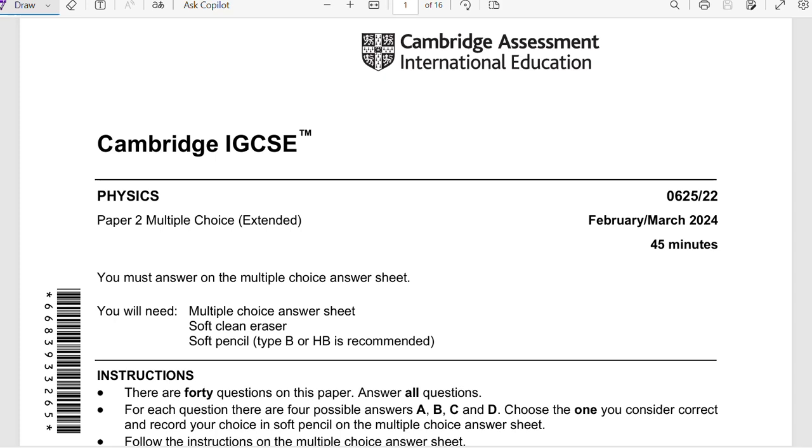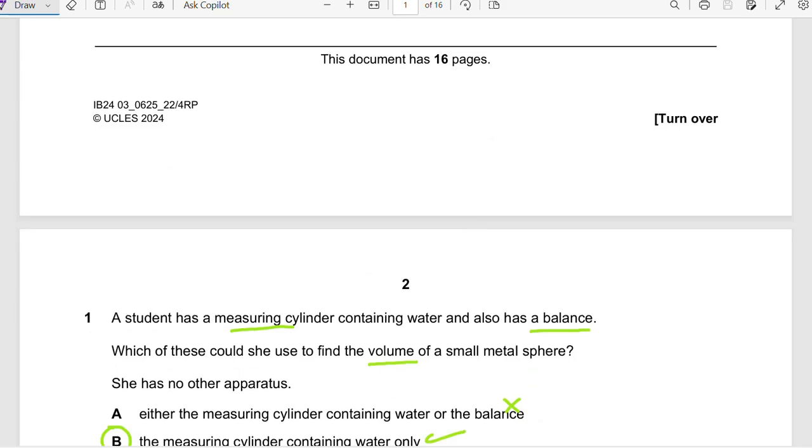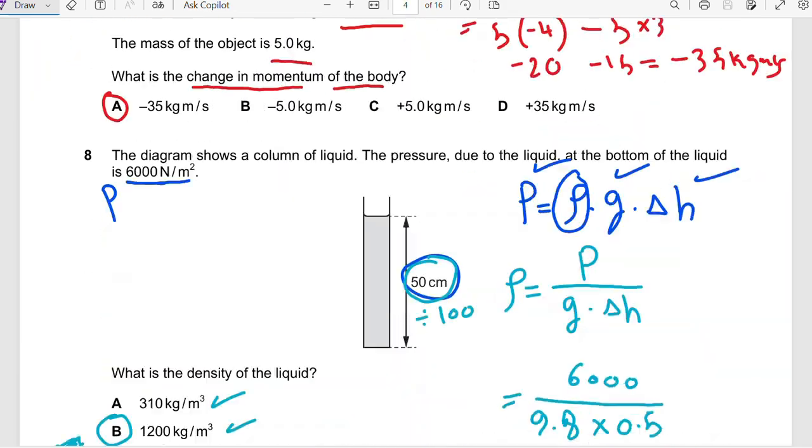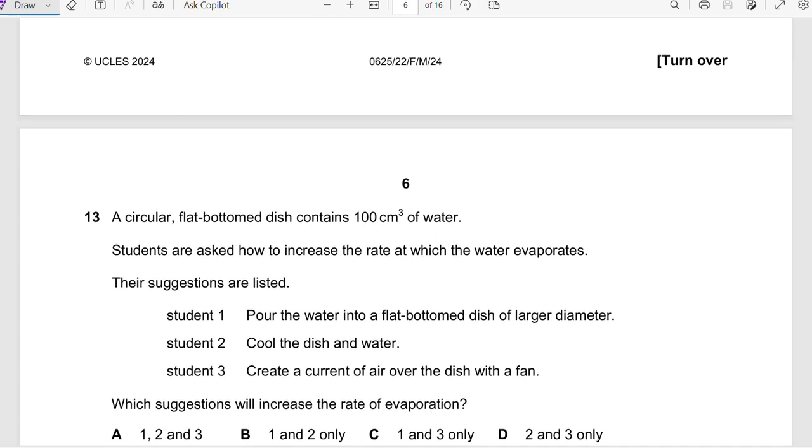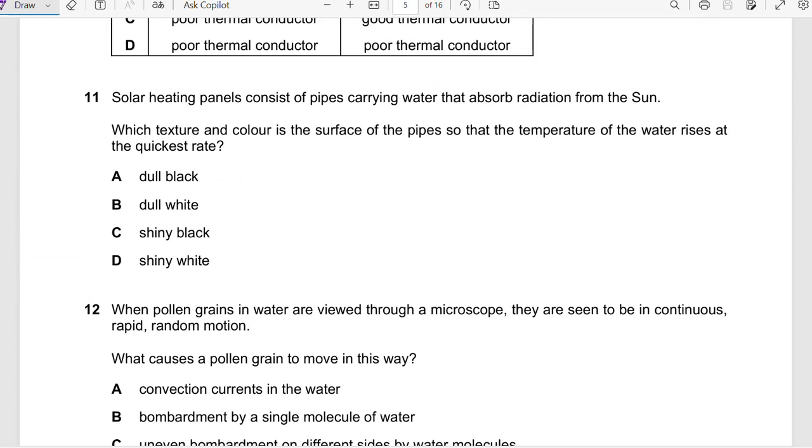This is part 2 of paper 22, February, March 24, multiple choice questions for extended. I remember we stopped at question 10 the other day. So we are going to complete from question 11.